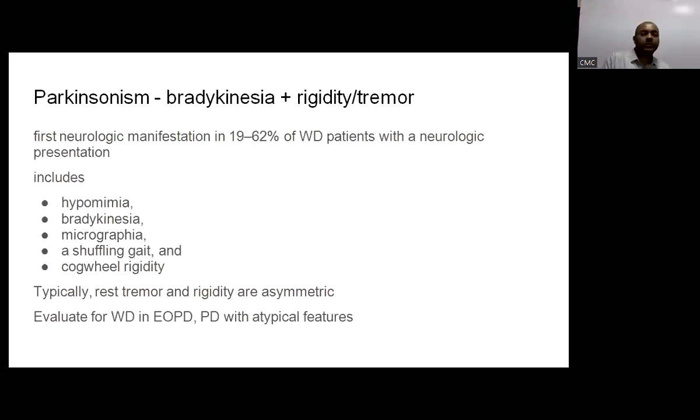Now, Parkinsonism can also be seen in Wilson disease. We recently had a patient with Wilson who presented as a Parkinsonian syndrome. So it can be the first neurological manifestation in 19 to 62%. It involves hypomimia, bradykinesia, micrographia, shuffling gait, cogwheel rigidity. Typically rest tremor and rigidity are asymmetric. So the take home point is that we should evaluate for Wilson disease in patients with early onset Parkinson's disease.